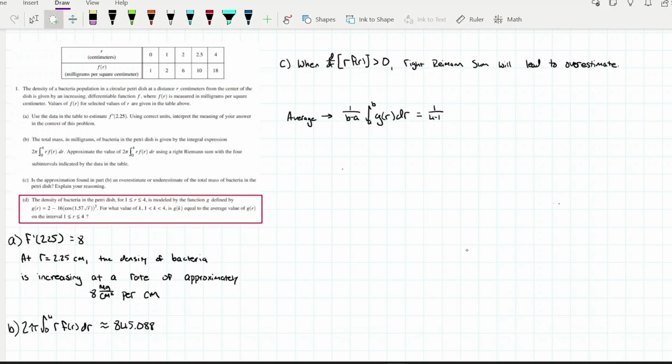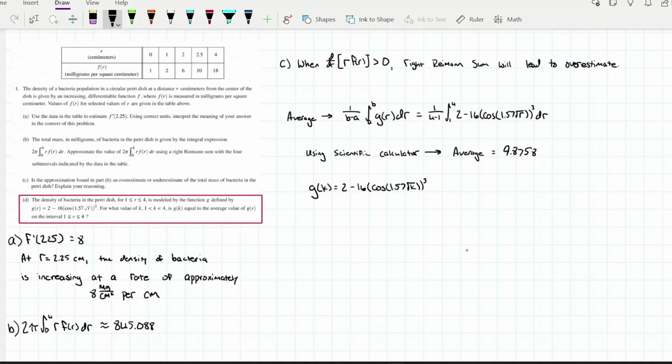This integral will be too difficult for us to solve analytically, so we'll use either our calculators or other online integral solvers. We'll find out that the average value will be around 9.8758, and setting our function equal to this and solving for r will result in 2.497, meaning the average value of the bacteria population density will be located at around 2.5 centimeters from the center of the petri dish.